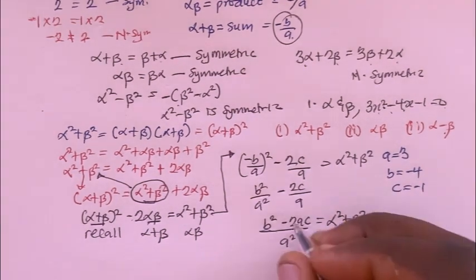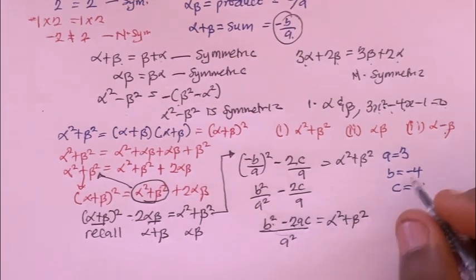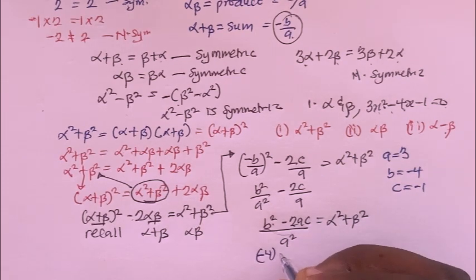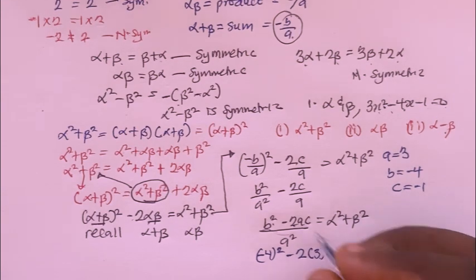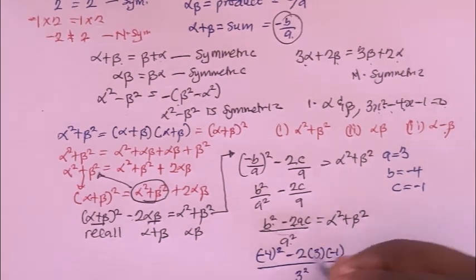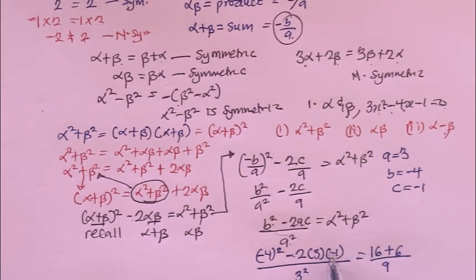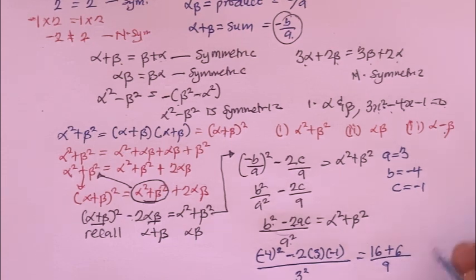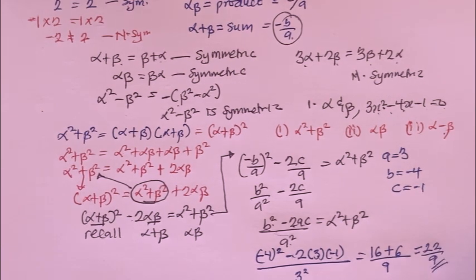minus 1. So now I'll go ahead and put it inside this expression, such that I'm going to have b squared, which is minus 4 squared, then minus 2 multiplied by a, that's 3, then multiplied by c, which is minus 1, divided by a squared, which is 3 squared. Minus 4 squared is actually 16. Then this is going to give me plus 6 divided by 9. This is minus times minus, that's plus, then 2 times 3 is 6. So here I'm going to have 16 plus 6, that's going to give me 22 divided by 9. So this is the answer.